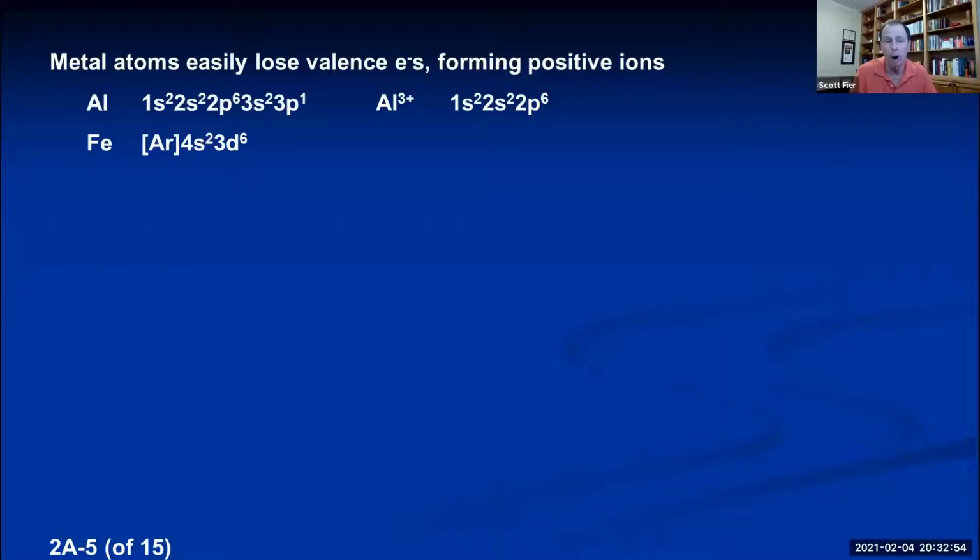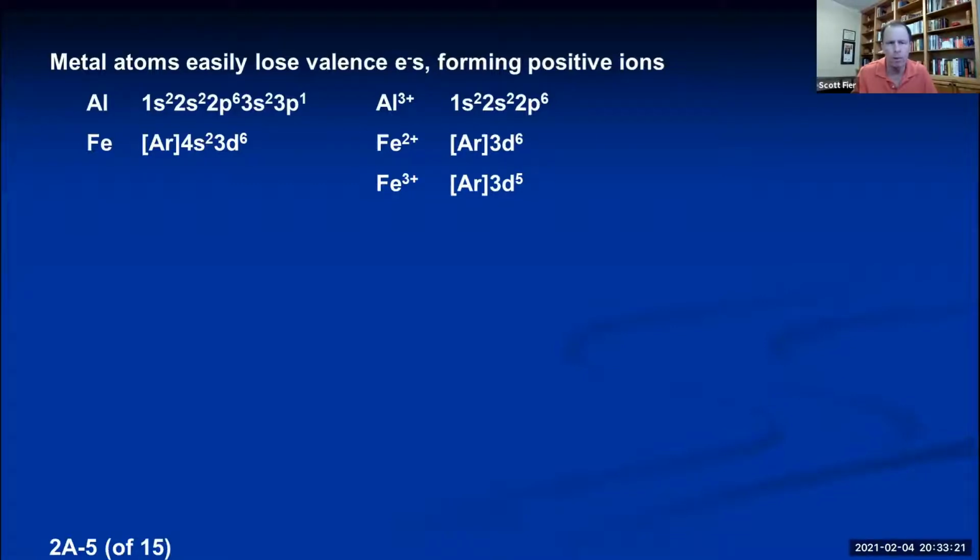So iron could form a positive 2 ion if it loses those two 4s electrons. It would have a configuration now of argon in brackets, 3d6. But there are situations where some of the 3d electrons may have low ionization energies as well. And for iron, one of the 3d electrons actually has a fairly low ionization energy. It can be pulled out. And if it is, iron would then form a positive 3 ion with the configuration argon in brackets, 3d5.